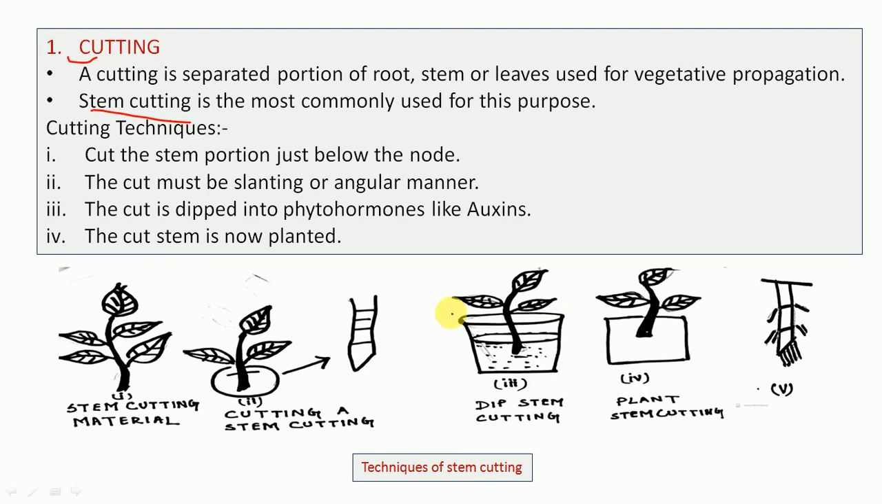After that, the stem is planted, and we can see that roots are grown from here. This is the nodal area where the root has grown, and it can grow from the pericycle region. So this is the technique of cutting.